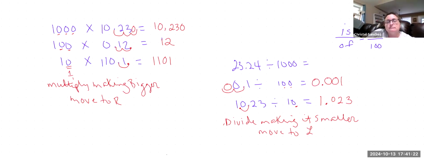Okay. Now, let's say I'm dividing 23.24 by 1,000. How many zeros do I have? I have 1, 2, 3. So that decimal is going to move 3 places, 1, 2, 3, to the left. So I have 0.02324.